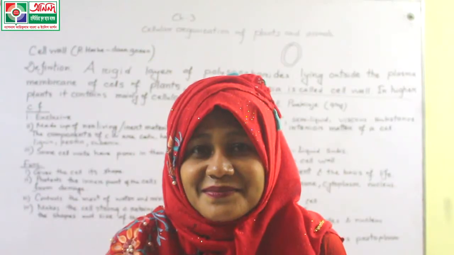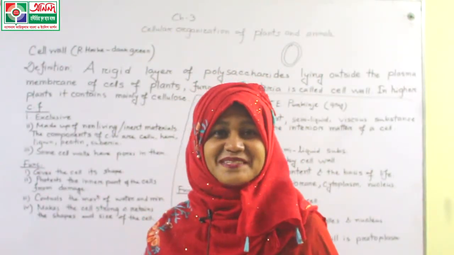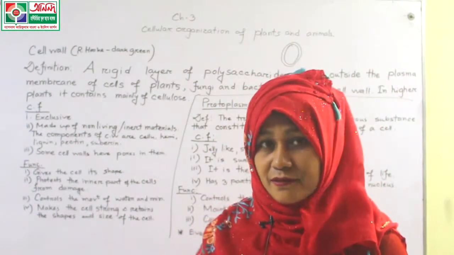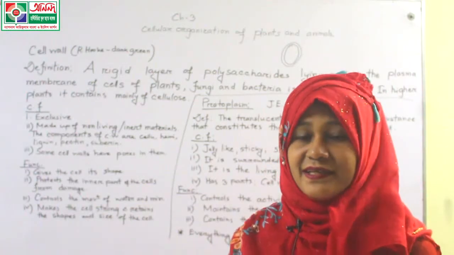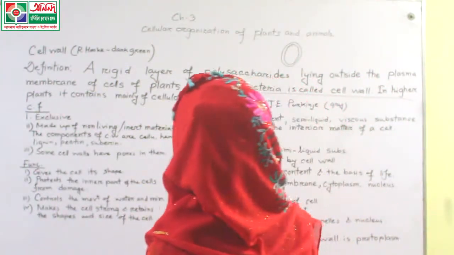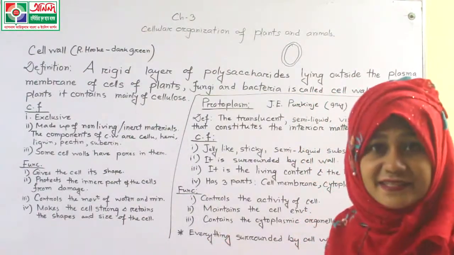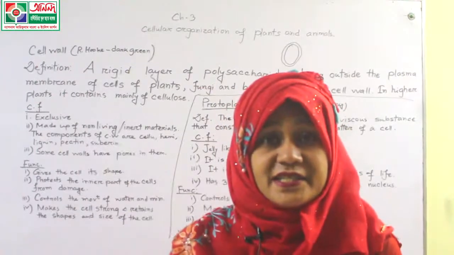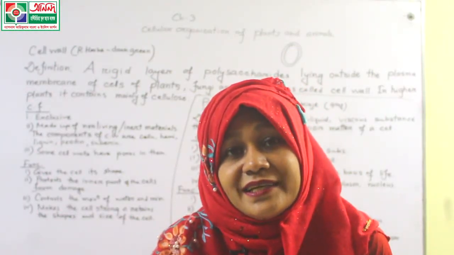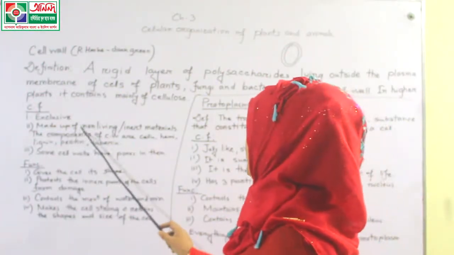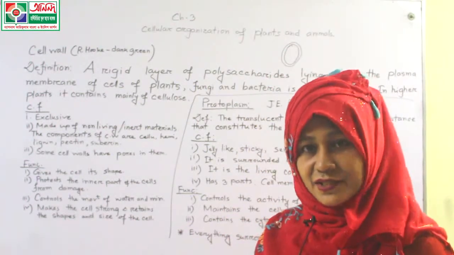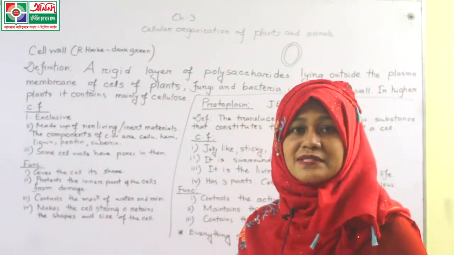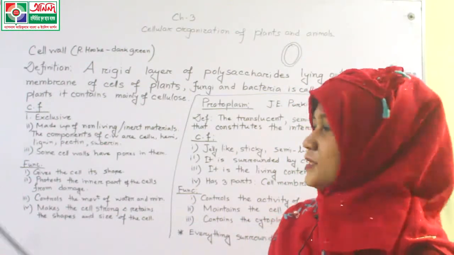Now, the chemical composition of the cell wall. Can you answer me? I am answering. It is made up of cellulose, hemicellulose, pectin, suberin, lignin. These are the chemical composition of the cell wall. Now the characteristic features. The cell wall is the exclusive feature of only what? Plant cell. Made up of non-living or inert materials, I told you. The components of the cell wall are cellulose, hemicellulose, lignin, pectin and suberin.